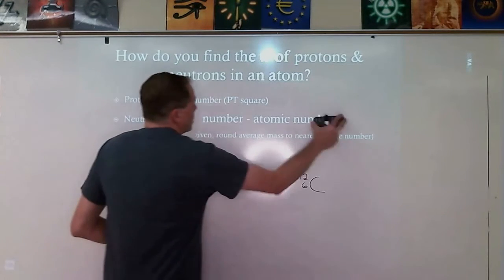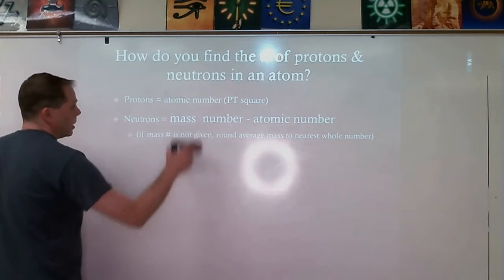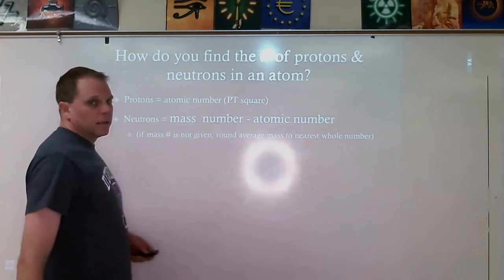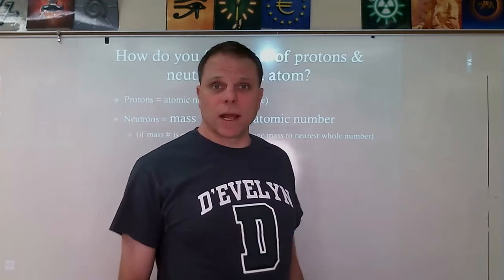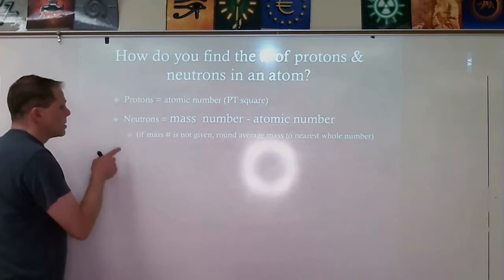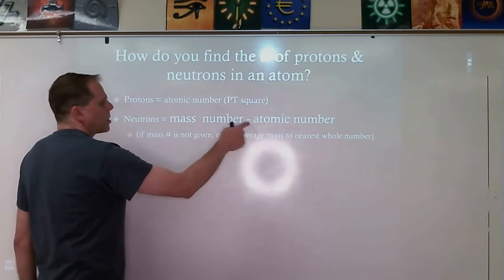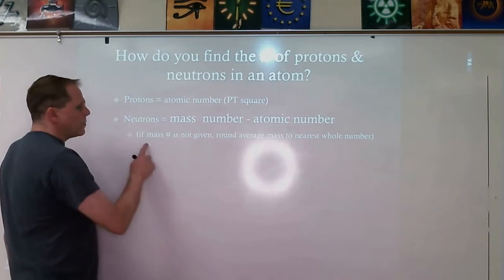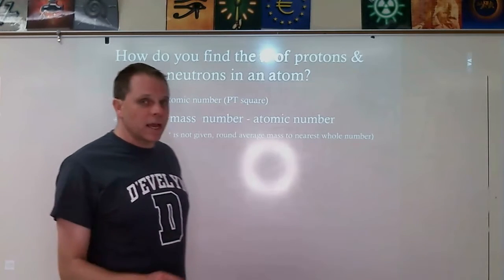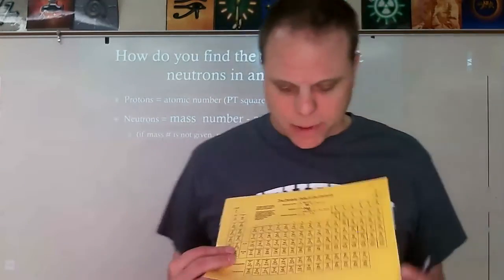All right. So how do you find the number of protons and neutrons in an atom? Well, boom. The atomic number is the number of protons, right? Look at your periodic table. Look at that square for the symbol. It's right there. It's that number. How do you figure out the number of neutrons? Well, just take your atomic number and subtract it from your mass number. If the mass number isn't given, take the average mass and put it to the nearest whole number.